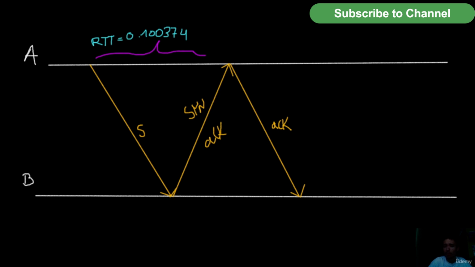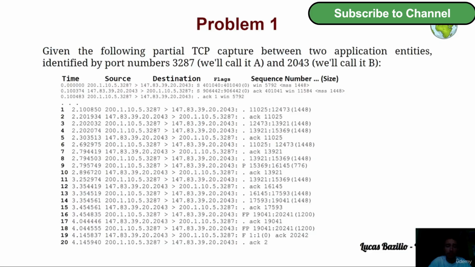In fact, keep in mind that the round trip time is not going to be the difference between the second and the third segment. Why? Because this difference is very small. We already said this before. The difference between these two is a very, very small value, and this is clear because the capture is being made on the application A.